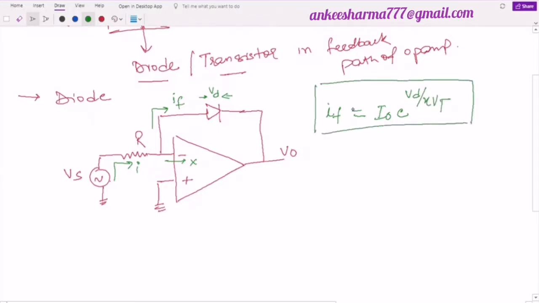Or you can say there is a -1 also, but I have neglected that, because when you multiply the -1 with I naught, it is actually like this, -1. So I have just neglected it, and I said that IF is almost equal to I naught e to the power of Vd upon eta Vt. This is the current through a diode. I guess you all know this formula.